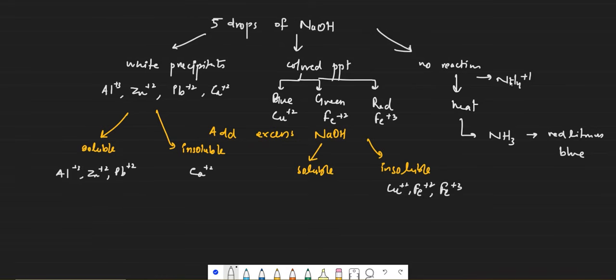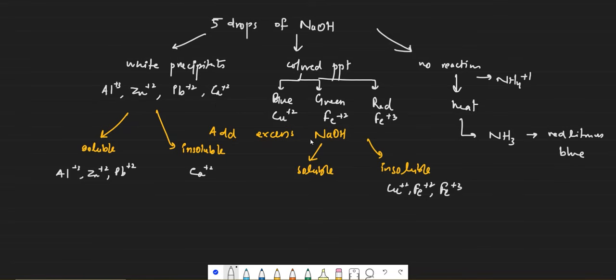So, no reaction suggests the presence of ammonium ion, and you can confirm it by heating it. You heat it, ammonia is released, and it turns red litmus blue. You know that the solution contained ammonium ion. Okay, going back, you just added 5 drops here, and then you have to add excess NaOH.